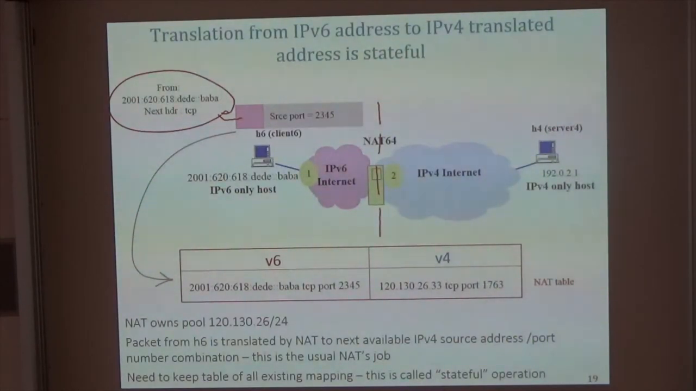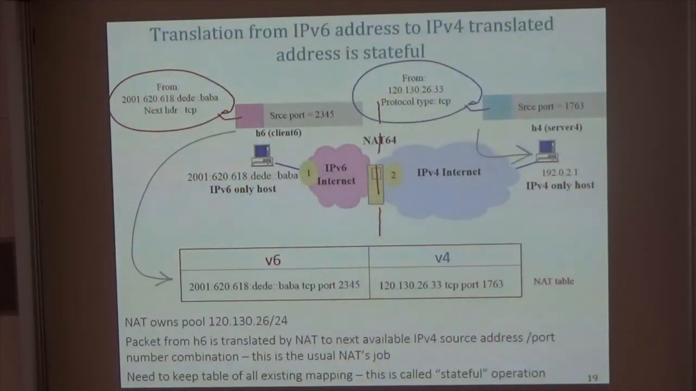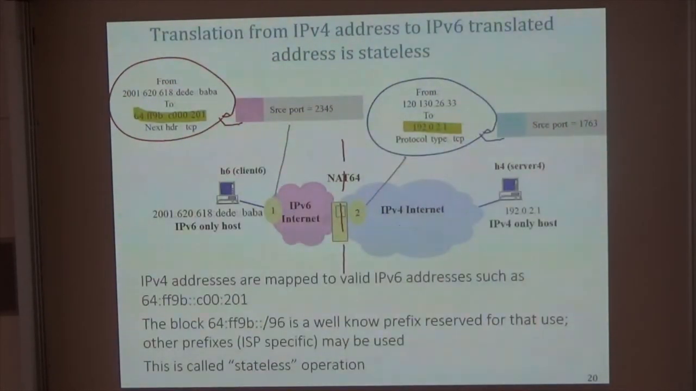So we change the port number and we change the IP address, and because usually we don't use many, many port numbers, this is how we can multiplex a large number of sources into the same IP address here. And we need to remember, because when a packet comes in from the IPv4 internet to that destination, we will need to do the reverse translation. So it's called stateful, we need to have that in a table here. So that's business as usual.